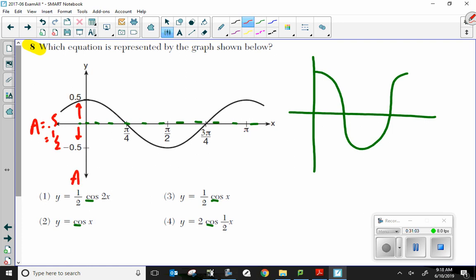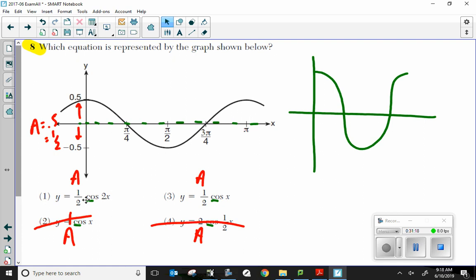Here's my amplitude. This one happens to be 1. It's not 1, it's not 2. So now it's between either choice 1 or choice 3. One curve starts here at 0 and ends at 180. That's what pi is. It's 180 degrees.